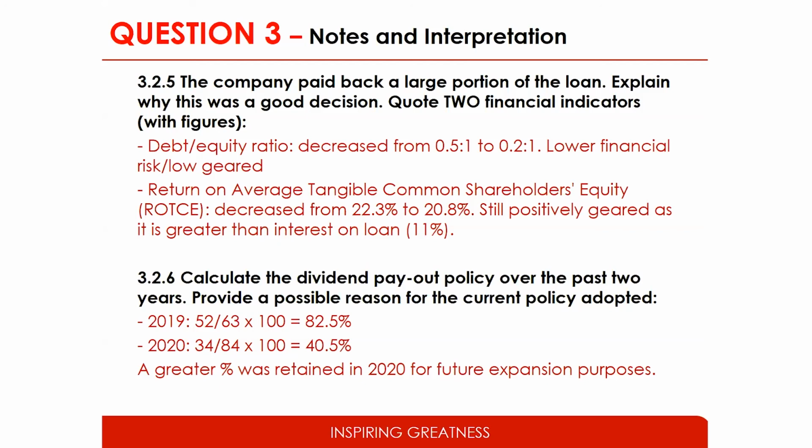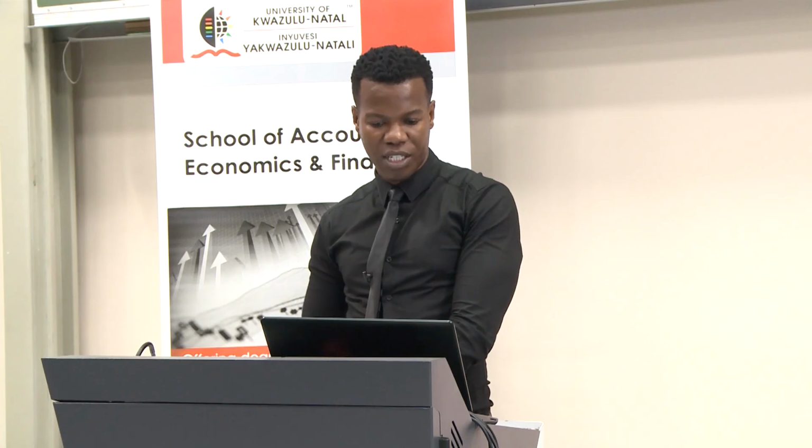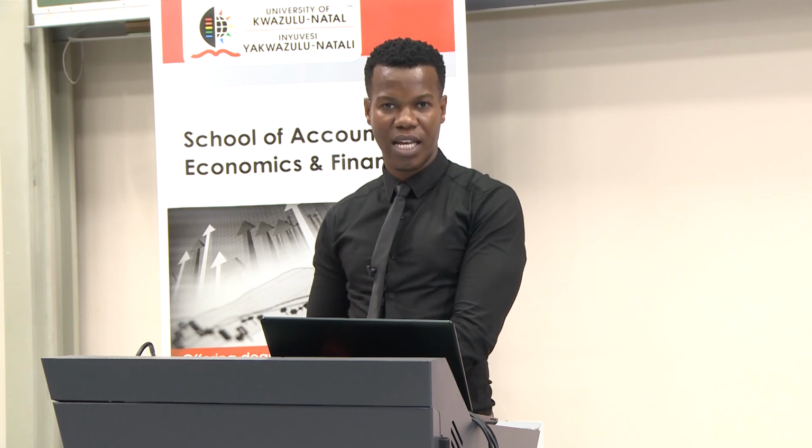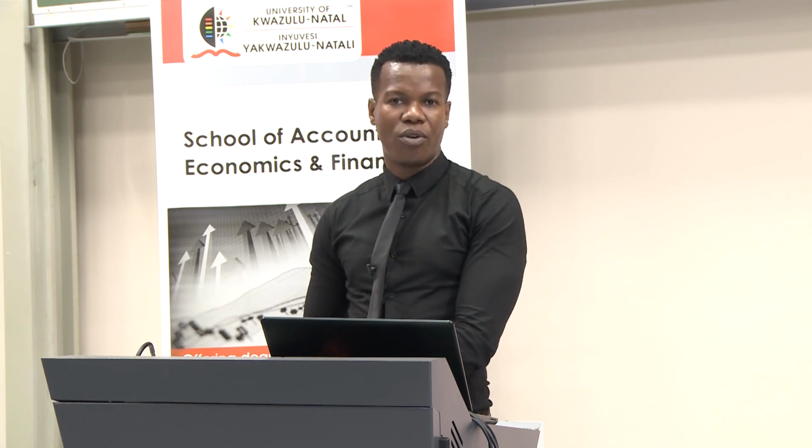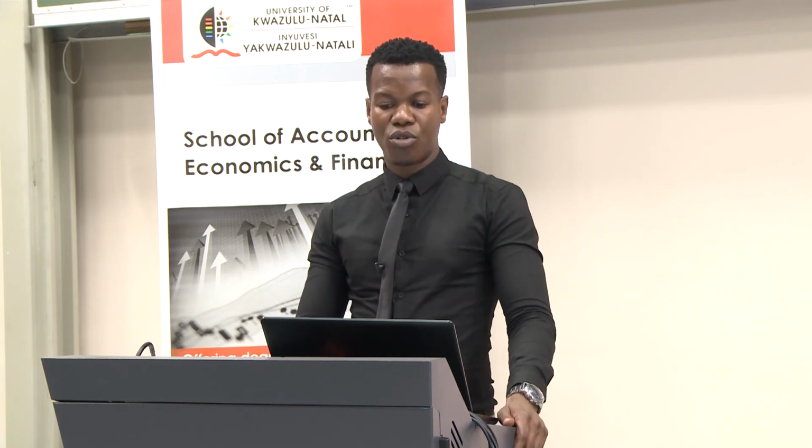In 2020, you have your 34 cents as your dividends per share, and you divide it by the earnings per share of 84 cents, which gives you 40.5%. So a greater percentage was retained in 2020 for future expansion purposes. So in 2020, they retained the majority of the earnings because most probably they're looking out for future expansions or whatever the business would ideally want to do with excess cash that they decide to keep from time to time.